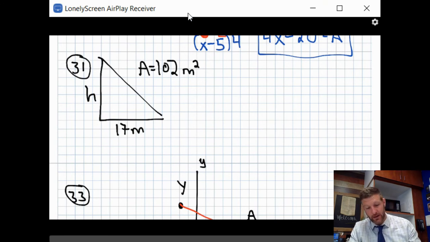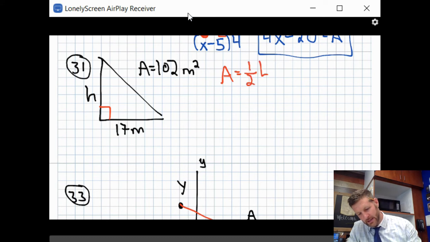So again, I highly recommend, until you're just absolutely acing everything, to go ahead and draw these out. It describes a triangle that has a base of 17 meters and an area of 102 meters. So we don't know the height. It wants you to find the height. Well, just write out your formula and we will plug things in. So area is 1/2 base times height.